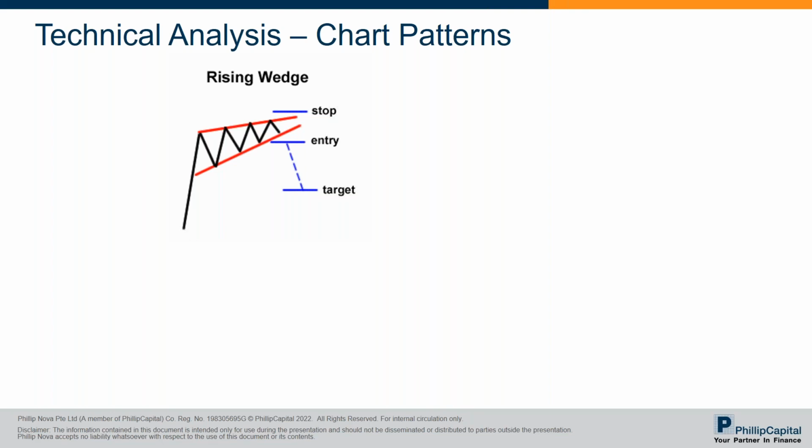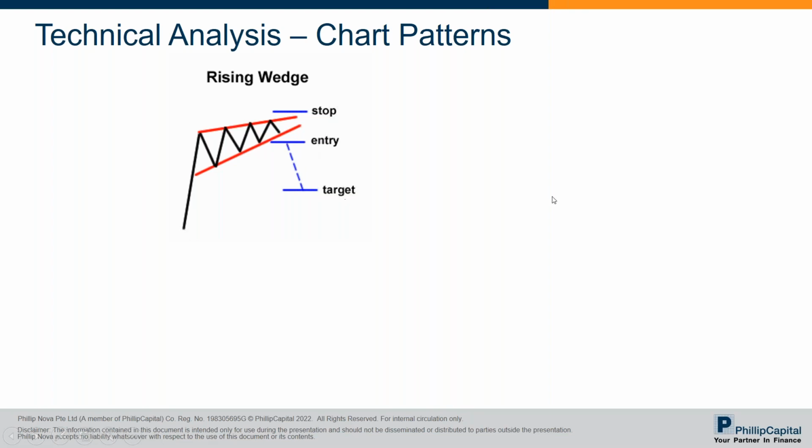In technical analysis, people also look at chart patterns. You have the rising wedge pattern, where you draw a resistance line that is upward sloping, and then you draw a support line. If you combine these two lines together, you can see something resembling a cone. So this is what we call a rising wedge. And people would normally project or predict that prices would break below this entry level and reach down to this target level.